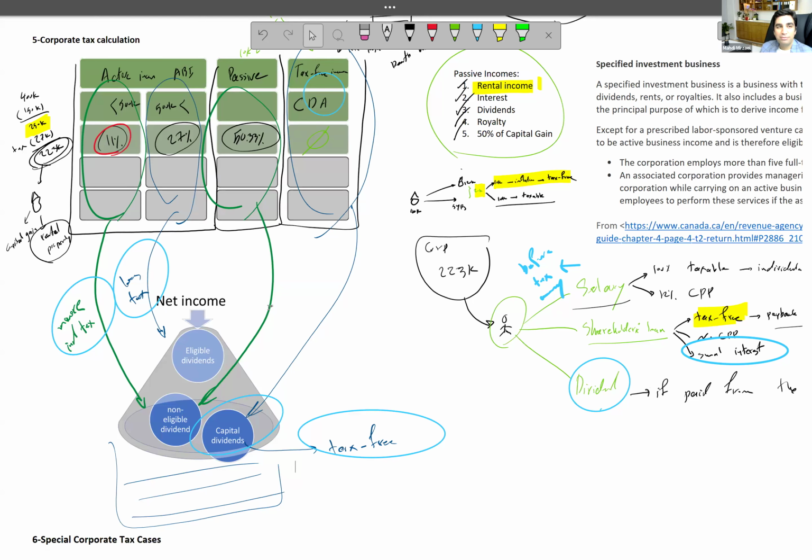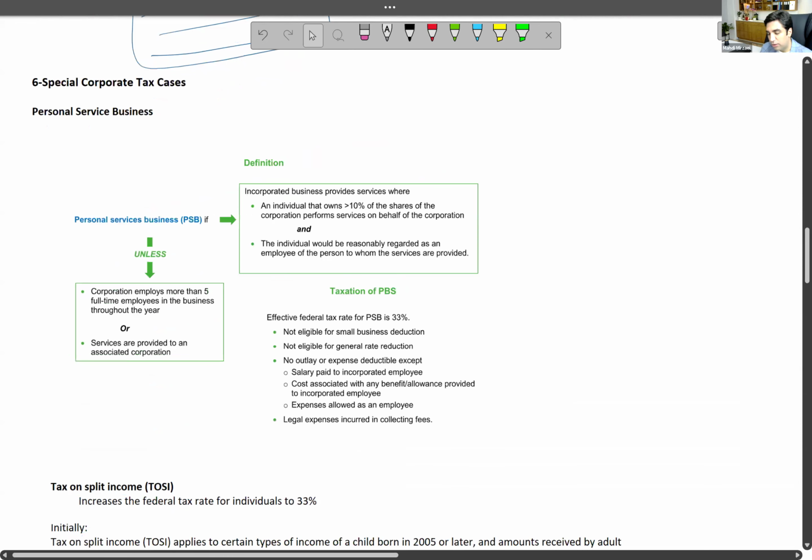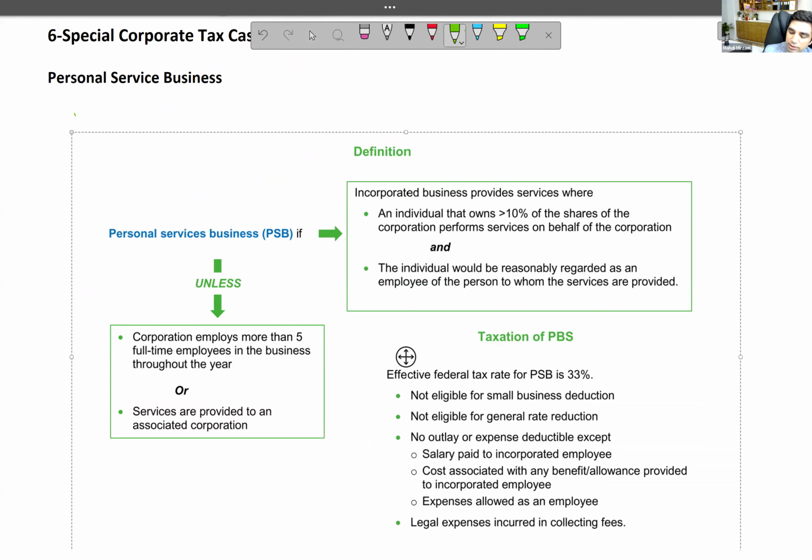Who's not happy? CRA is not happy. So when CRA is not happy, no one can be happy. This is the rule. So they made a specific rule that is called Personal Service Business, or PSB.